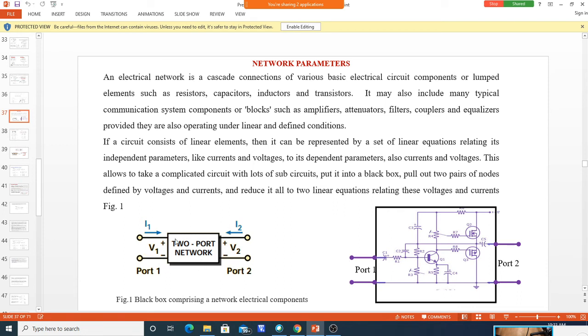See here, a two port network is usually represented like this, with port 1 and port 2. At low frequency, we measure voltages and currents: input voltage, input current, output voltage, output current. Whatever it may be inside, by measuring these V1, I1, V2 and I2, we can say what is inside the box. It is like a black box. If you know V1, I1, V2 and I2, we can come to know what is inside the box. You studied that in network analysis.